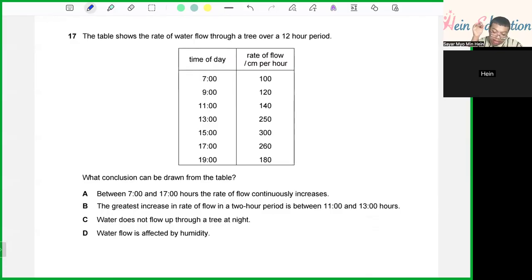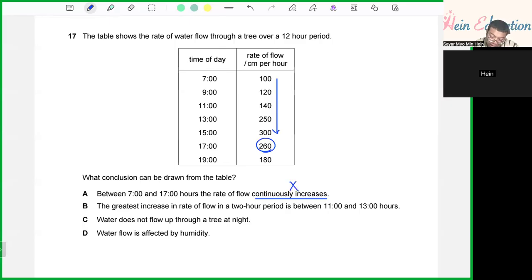And number 17, the table shows the rate of water flow through a tree over a 12-hour period. So you can see from the 7, 9, 11, 13, and so on. What conclusion can be drawn from the table? So you have to look at the conclusions. Option A, between 7 and 17 hours, the rate of flow continuously increases. But when you look at the graph, yes, it increased up to this point, and then it decreased here. So option A is not correct.